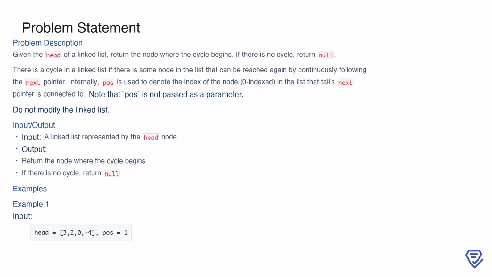A cycle in a linked list occurs when a node points back to a previous node in the list, creating a loop. The variable POS is used internally to denote the index of the node where the tail connects, but it is important to note that this value is not provided as an input parameter. Additionally, the problem specifies that we must not modify the given linked list. The input is represented by the head node of the linked list, and the output is either the starting node of the cycle or null, depending on whether a cycle exists.